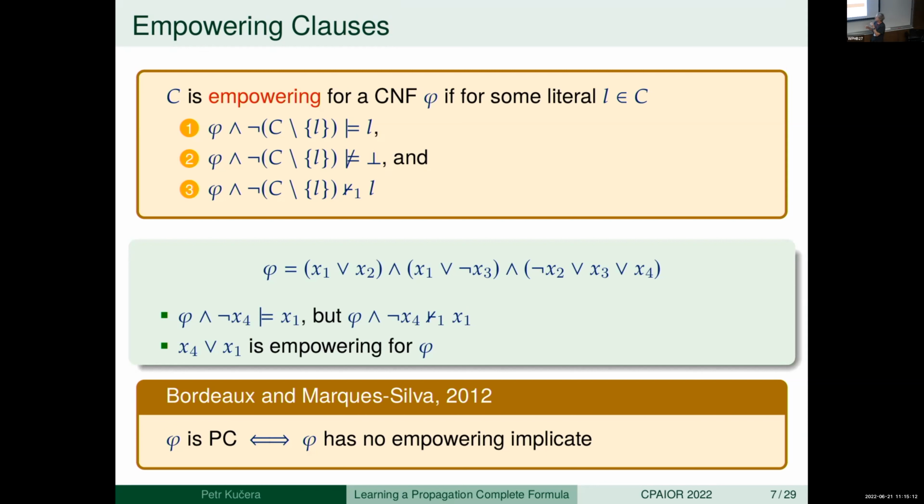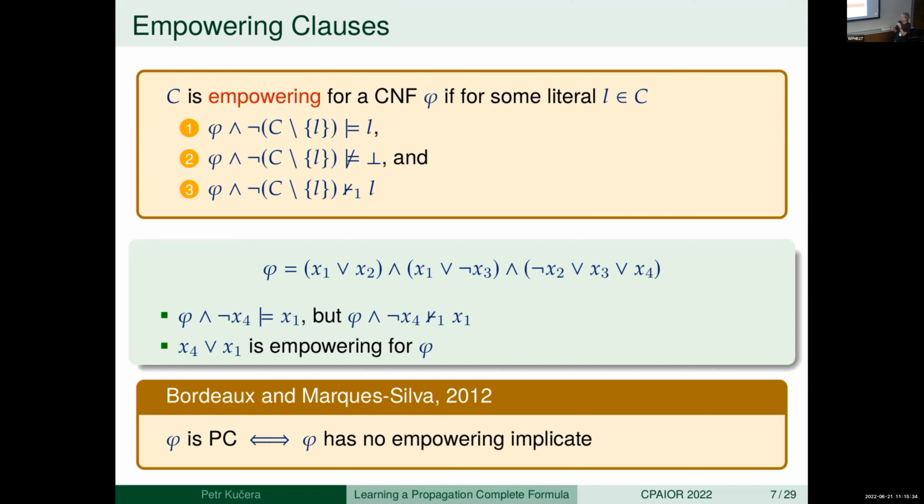And we can actually show, as was in the original paper which introduced propagation complete formulas, that we can use this notion to characterize propagation complete formulas, because a formula is propagation complete if it has no empowering implicate.